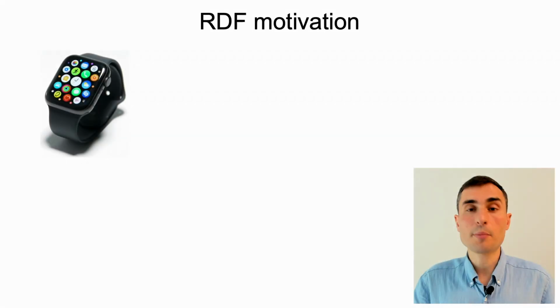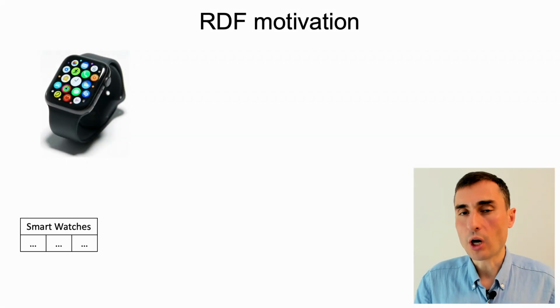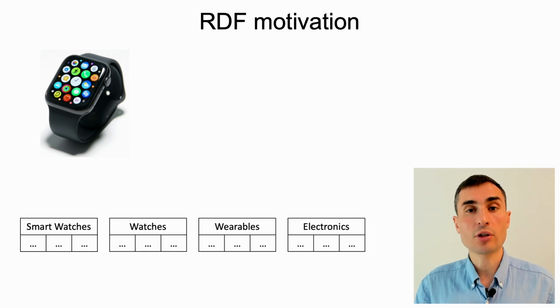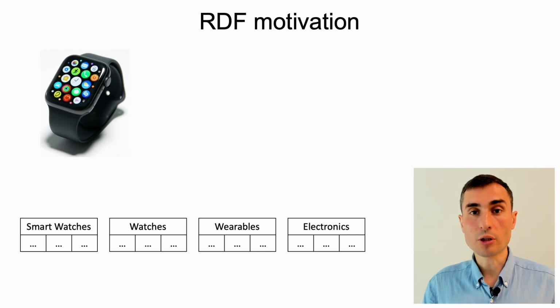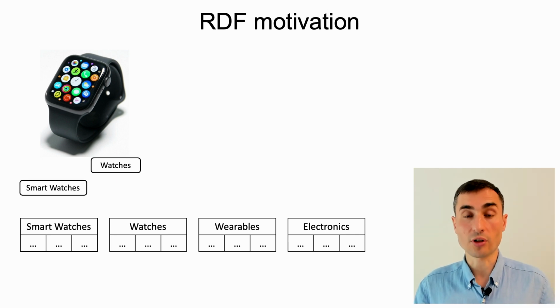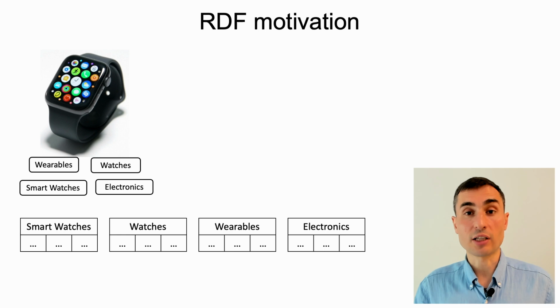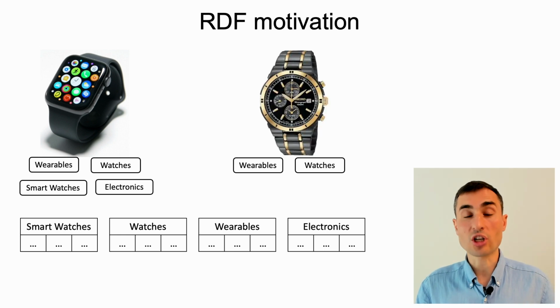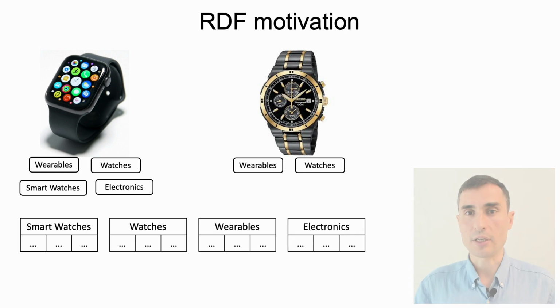Suppose you wanted to use relational modeling for this. Let's just think about modeling one product, the Apple Watch. Would you have a smartwatches table, or a watches table, or a wearables table, or an electronics table? The first problem is that many products fall under multiple but different categories. For example, an Apple Watch is a type of smartwatch, it's also a type of watch, it's also a wearable, as well as an electronics product. Whereas another watch, say a Rolex watch, may be a watch and a wearable, but it's not an electronics product.